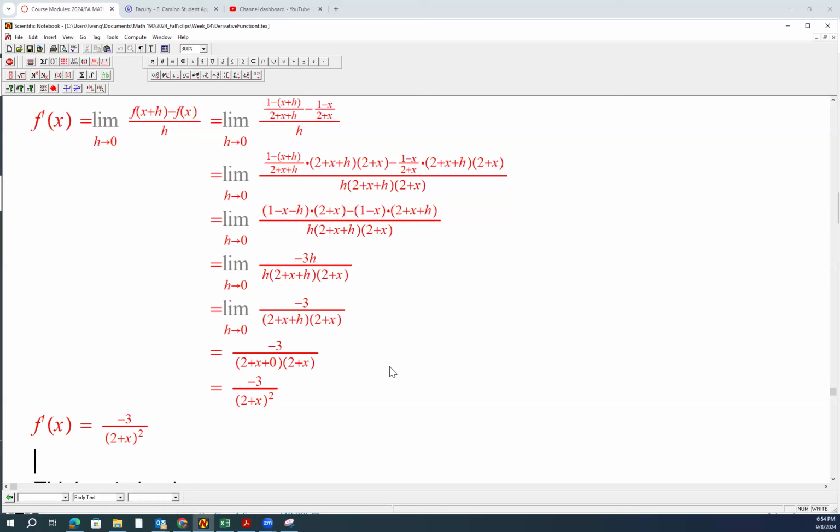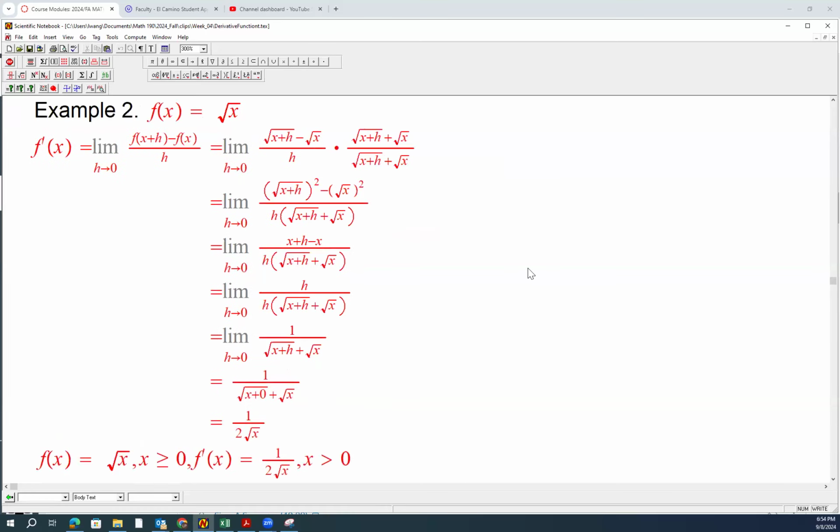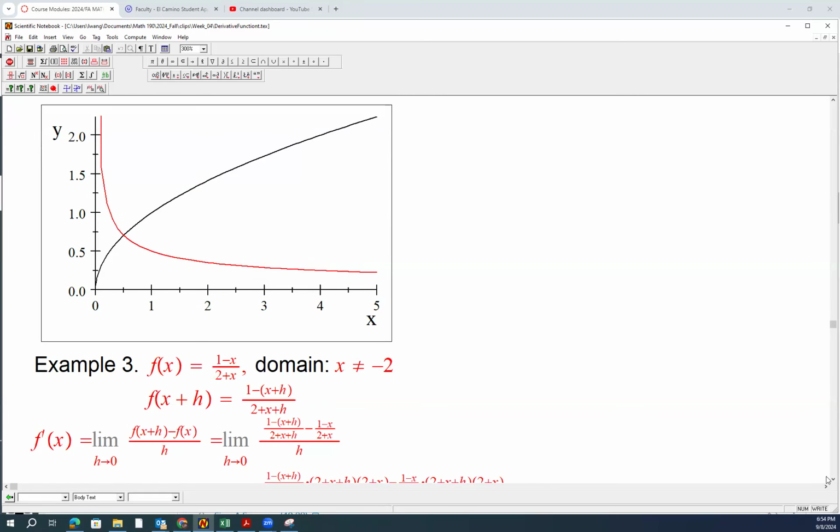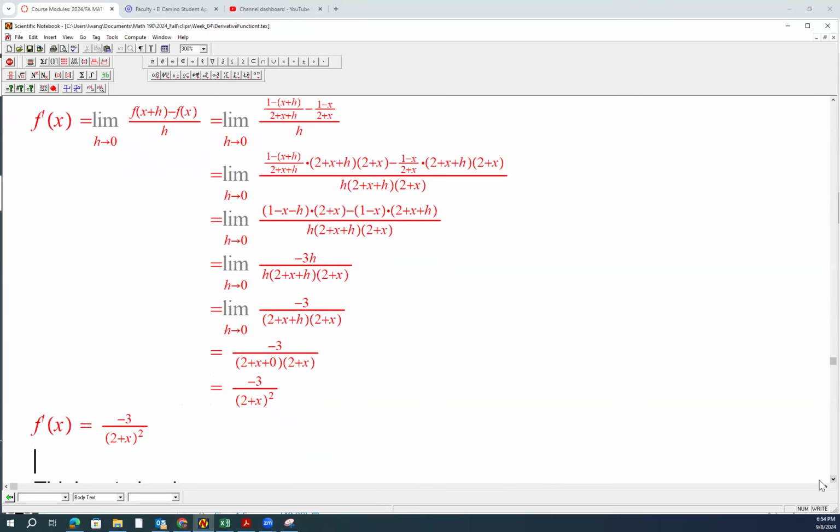We got some other examples, but I think on this one, I'm going to end here on this recording. So we have dealt with finding the derivative for functions that are polynomial, root function, rational function. And that's all for this lesson.